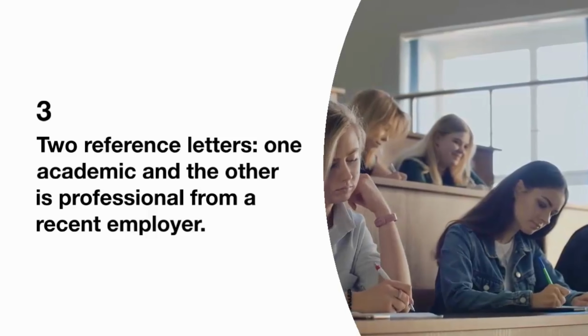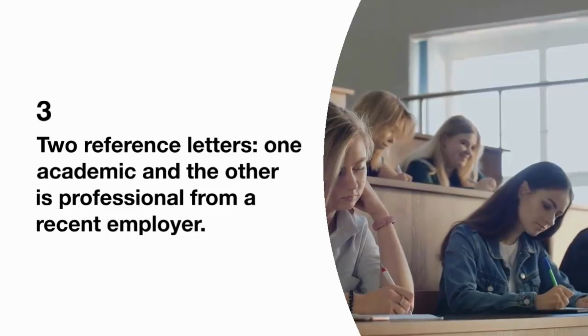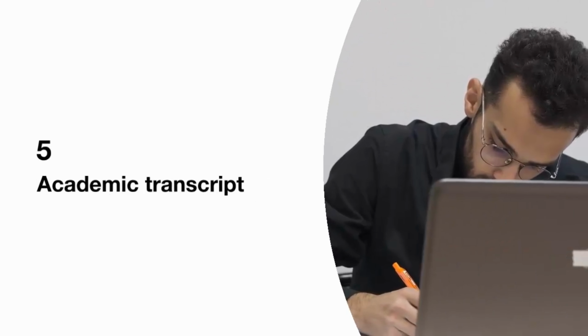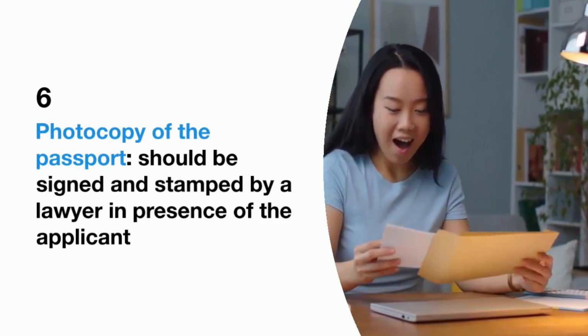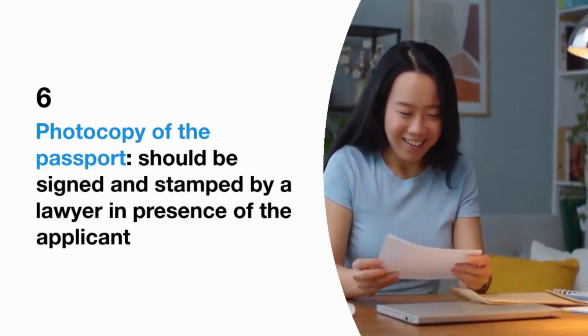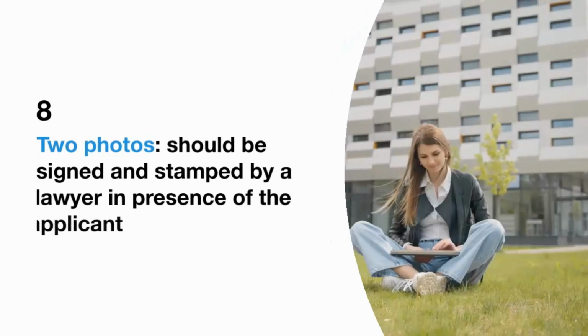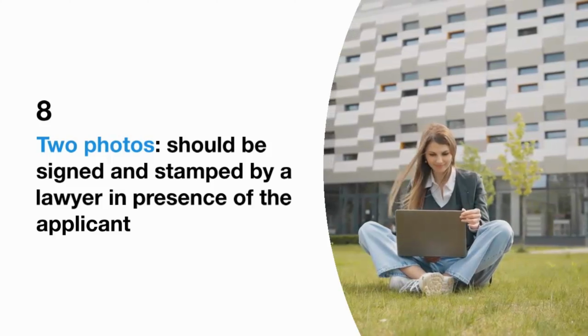Third is two reference letters, one academic and the other professional from one recent employer. Fourth is the original certificate, like your degree, and the fifth is the academic transcript. Sixth is a photocopy of the passport that should be signed and stamped by the lawyer in your presence. Seventh is a certificate of birth. And the eighth is 2 photos that should be signed and stamped by the lawyer in your presence.